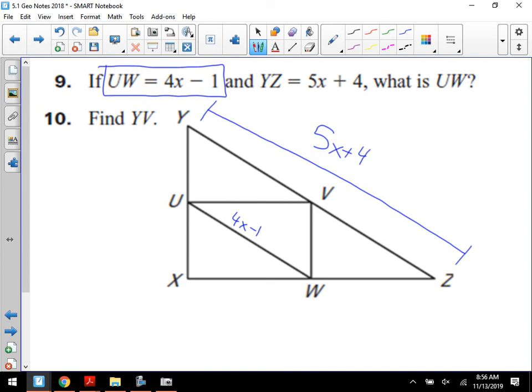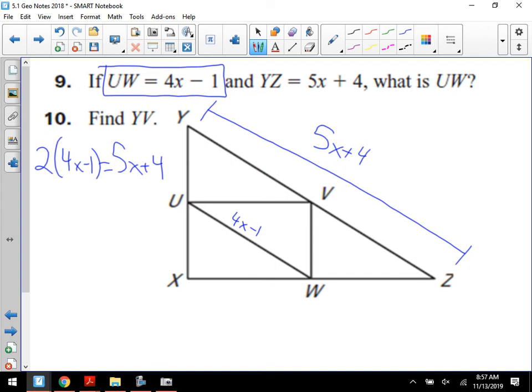So if I double my mid-segment, 2 times the 4x minus 1, it has to equal the 5x plus 4. Does that make sense? It's just noticing which of the parts you're working with. Once you get that far, the math is easy.